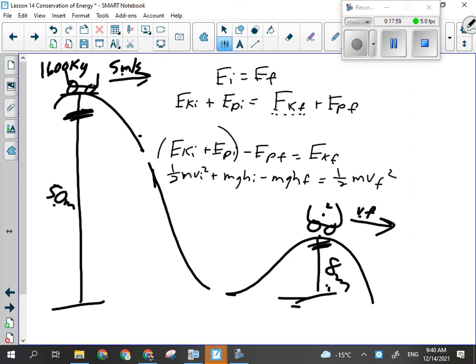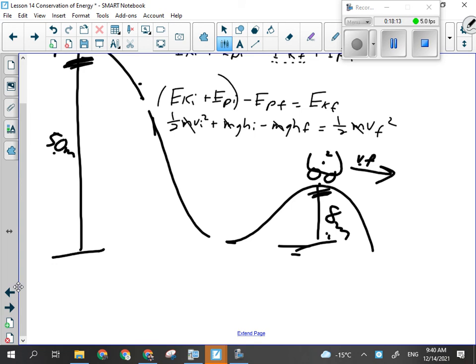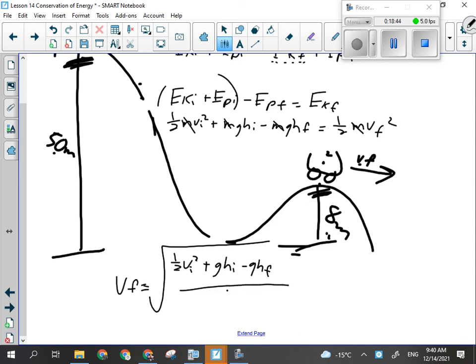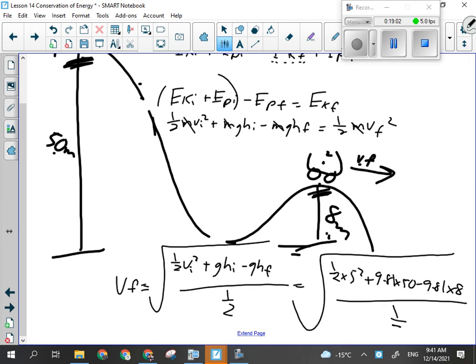Okay, I was given the mass. I can put it in for m if I want. I want to simplify what I'm doing, so I'm going to cancel the m's off. If you're not comfortable with that, that's fine. Okay. I need to solve for v final. So now that all the m's are gone, what do I have to do with the half? Divide it over to the other side, and then instead of v final squared, I want v final, so I would square root. Right, so I end up with this, that v final will equal the square root of 1/2 v initial squared plus g times h initial minus g times h final, divided by 1/2, because that's all the m's out of there. So 1/2 times 5 squared plus 9.81 times 50 minus 9.81 times 8, divided by 1/2, then all square root.